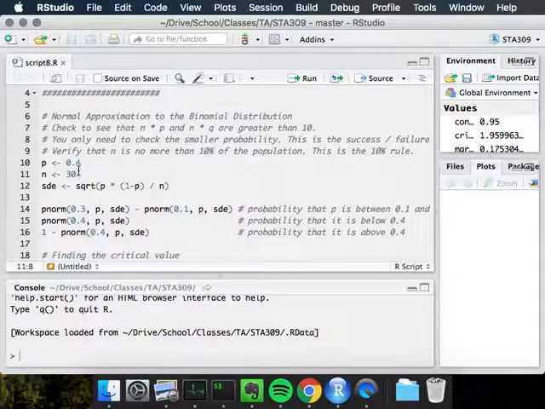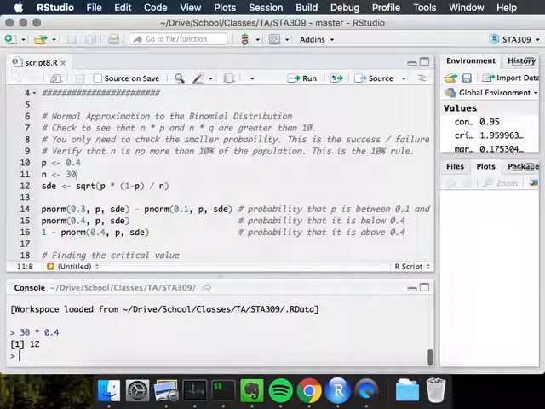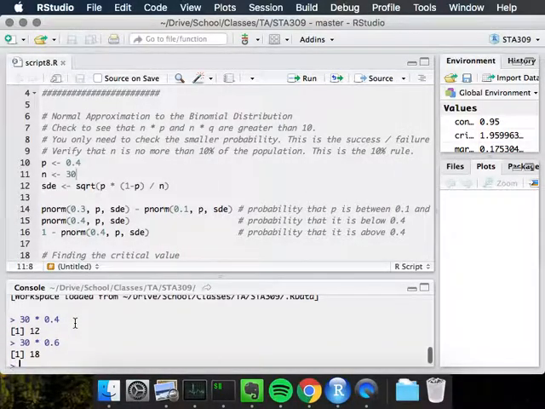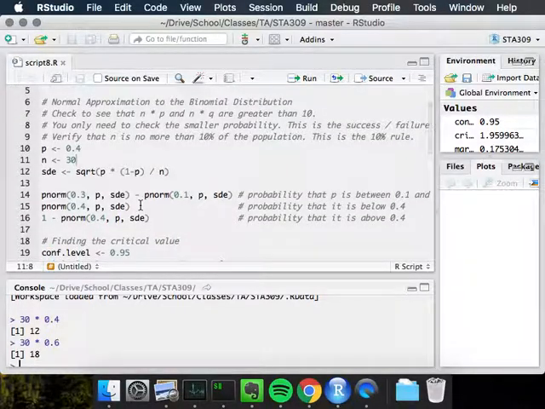So for example, in this case, it's 30 times 0.4, that's 12, I think. So let me just check. That's 12, and the other one was only higher because 0.6 is more than 0.4, so that's 18. So both of them are greater than 10. So we're just roughly here near the limit. So we're fine with using the normal approximation, which means that the probabilities that we get using Q norm and P norm are going to be close enough to the binomial one.